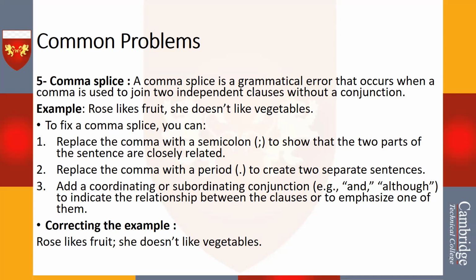So here, when we correct the sentence, we said Rose likes fruit. Okay? So we put like semicolon. She doesn't like vegetables. So instead of putting comma, we put semicolon. Do you understand? Yes. Okay. Is it easy? Yes. Do you have any question?